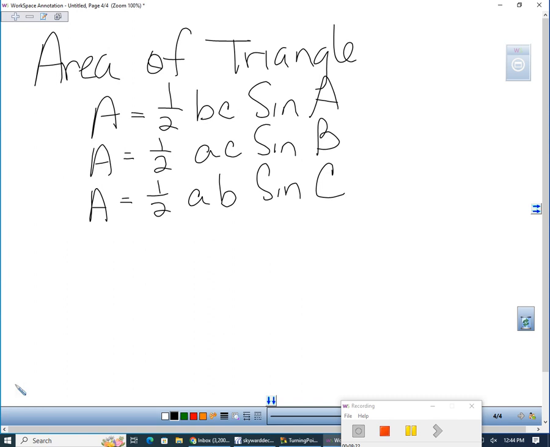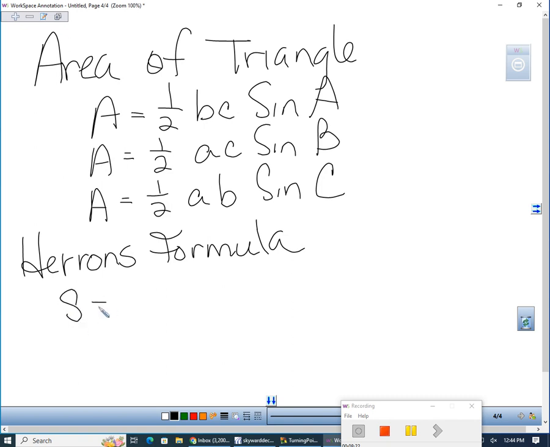I want you to put the other one down as well. This is called Heron's formula. This also finds you the area of your triangle. First of all, if you do not have an angle, we use Heron's formula. To find Heron's formula, first you take S equals, you add side A plus B plus C, and you divide by 2. That's step 1.